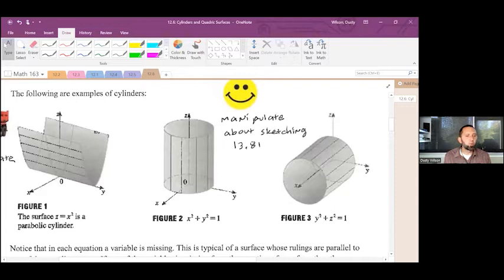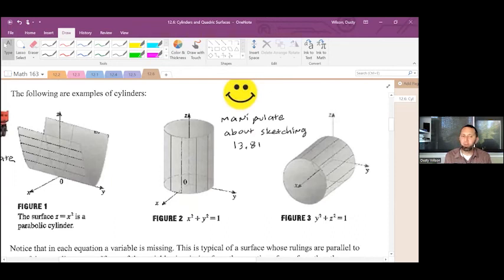In figure 1, we have the parabolic cylinder with equation z equals x squared. In figure 2, we have x squared plus y squared equals 1, which is a circular cylinder. And in figure 3, we have y squared plus z squared equals 1, also a circular cylinder.